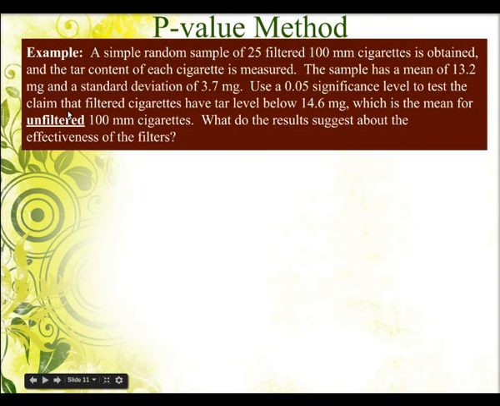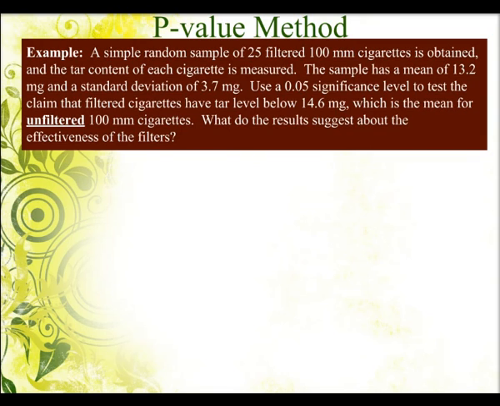Let's look at this example. A simple random sample of 25 filtered 100 millimeter cigarettes is obtained and the tar content of each cigarette is measured. The sample has a mean of 13.2 milligrams and a standard deviation of 3.7 milligrams.